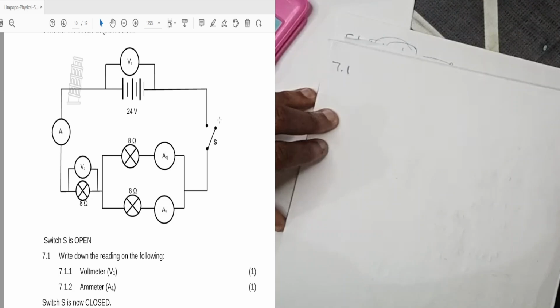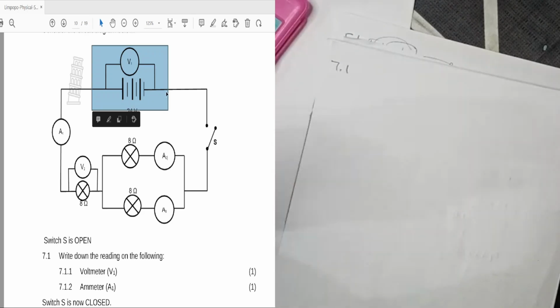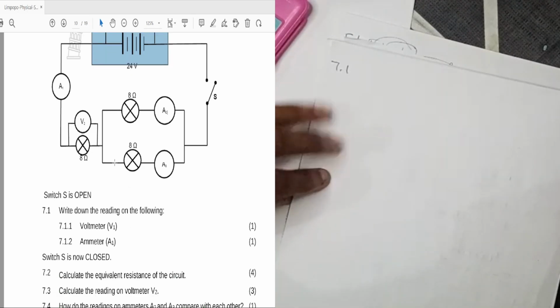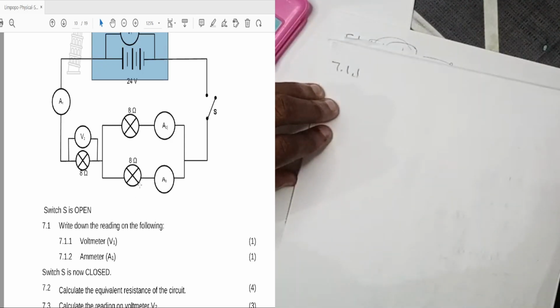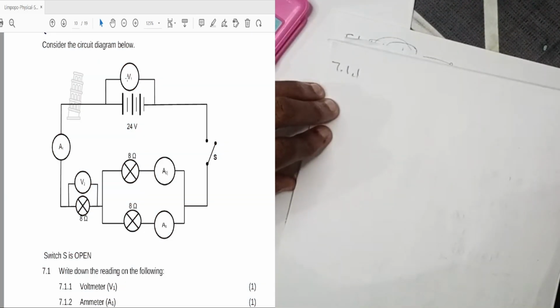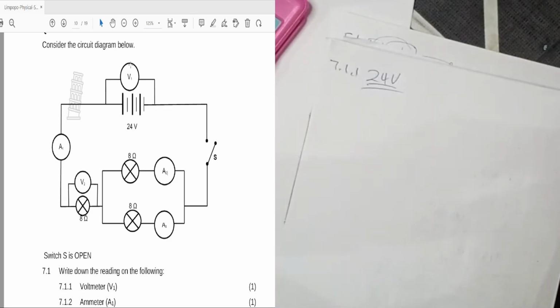I'm saying here, switch S is open. It is not closed. You see there is space here. It means there's no electricity flowing. The only reading we can have is this one, because we are measuring across the battery. So write down the reading on voltmeter 1. Voltmeter 1 is this one. The reading is going to be 24 volts because there's no electricity moving around.